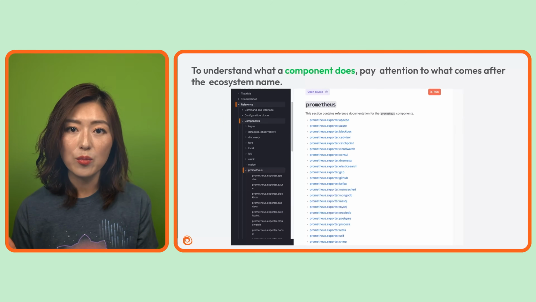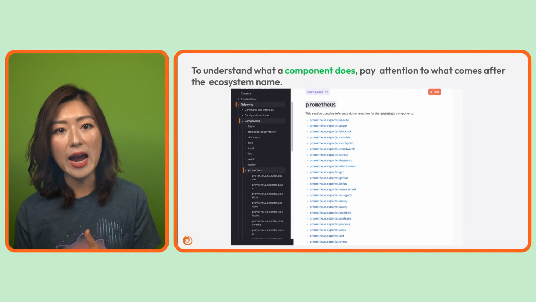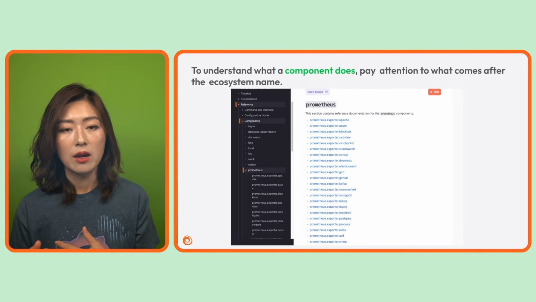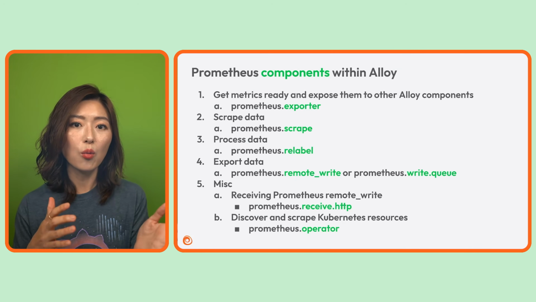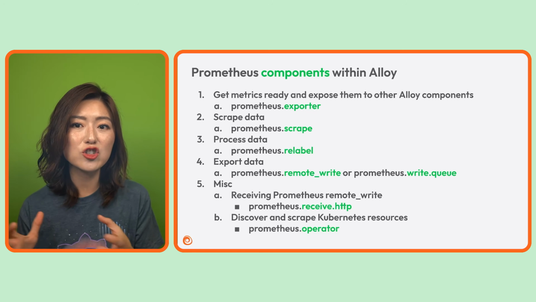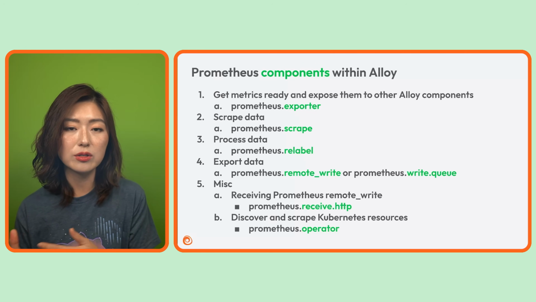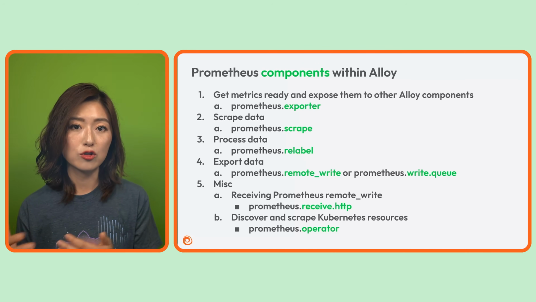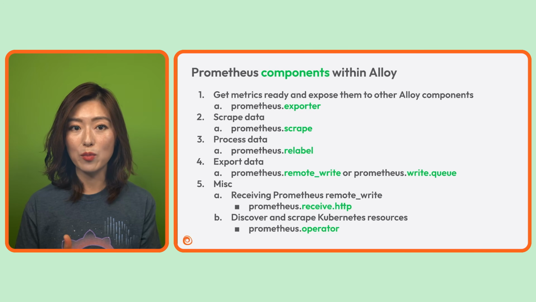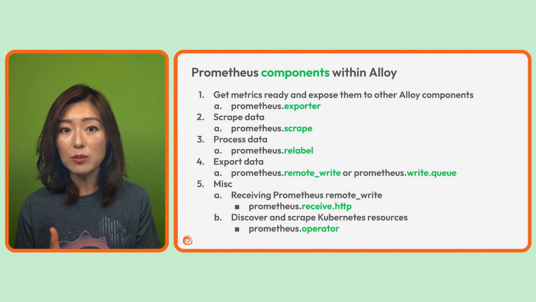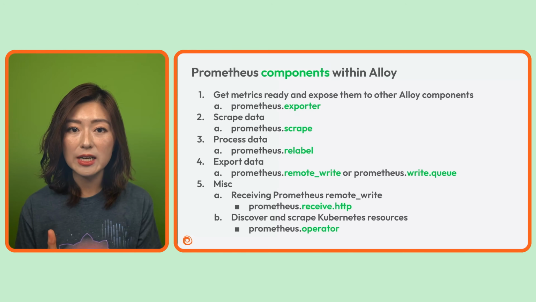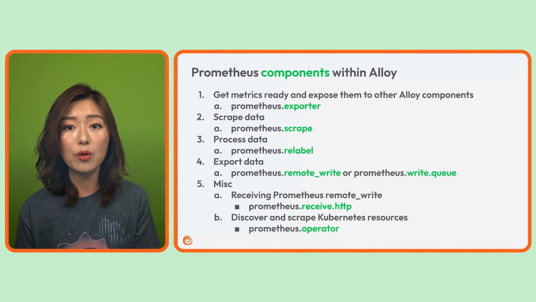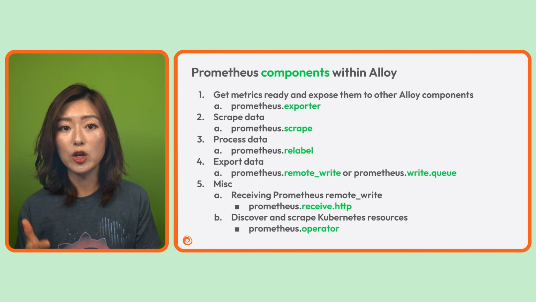To understand what a component does, just look at what comes after the ecosystem name. Let's take the Prometheus components as an example. When we want to get metrics ready and share them with other Alloy components, we use the exporter. To scrape data, we turn to the scrape component. If we need to relabel data, the relabel component is the one for the job. And when it's time to export the data, we use components like remote write or write_to, and so on.